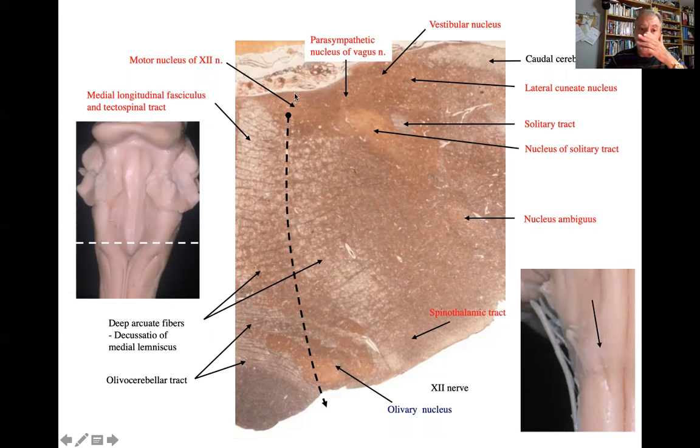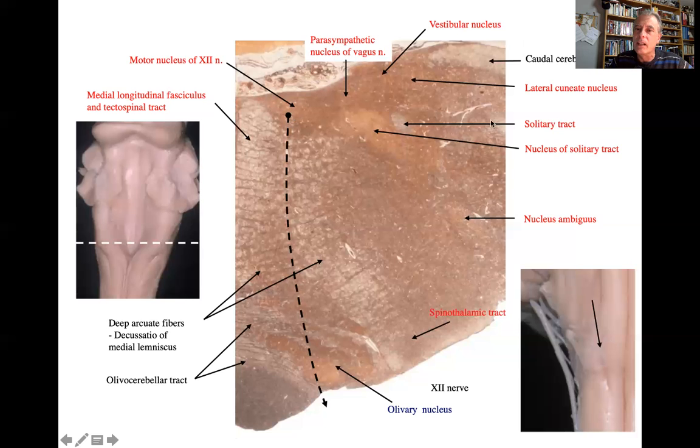So at this level, we find the motor nucleus of the hypoglossal nerve. And these fibers are coming down. Look, the nucleus is very close to the floor of the fourth ventricle, right? Very close to the ventricle. And the fibers are coming down, and leaving between the pyramids and the olivary nucleus. You see, between the pyramids and the olivary nucleus, there are the fibers that are coming out and form the hypoglossal nerve. Also, we find other structures, the solitary tract and the nucleus of the solitary tract, right?